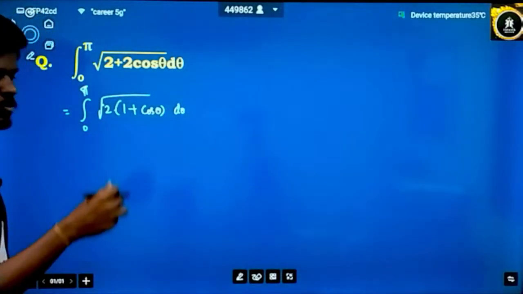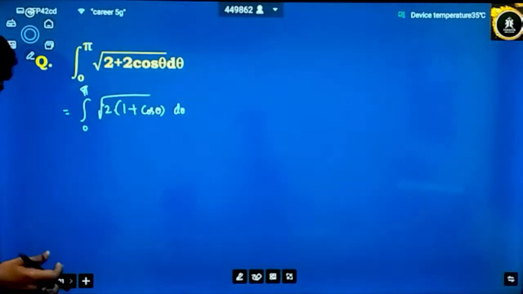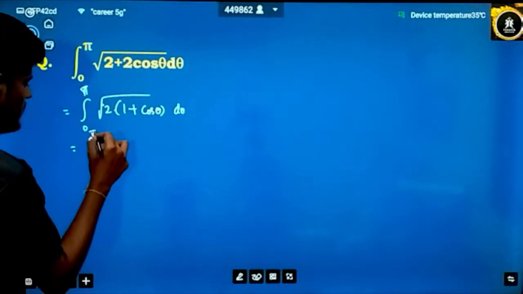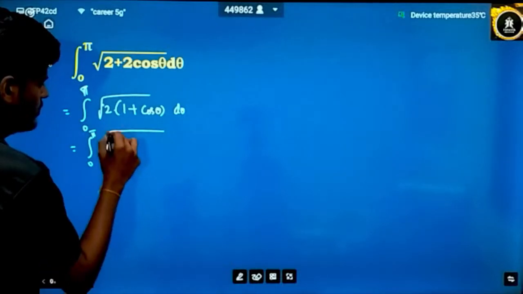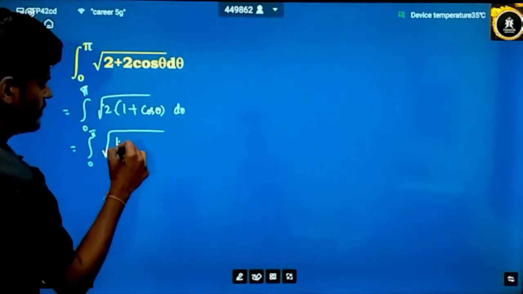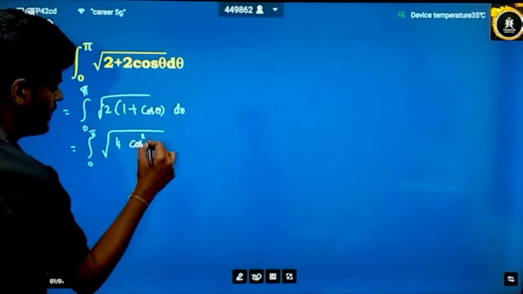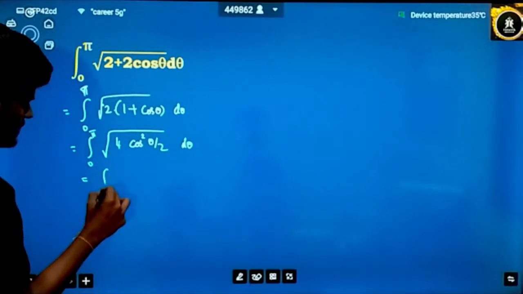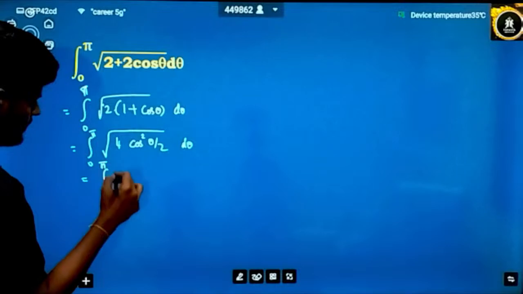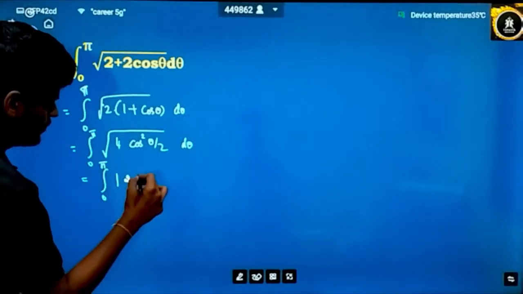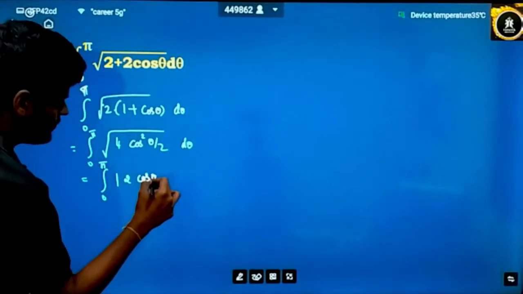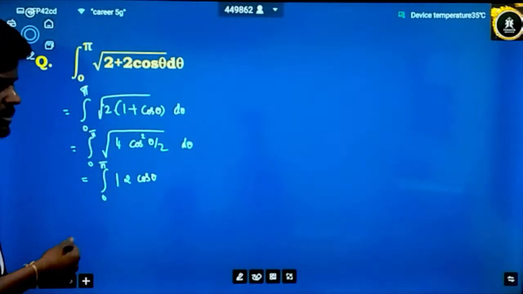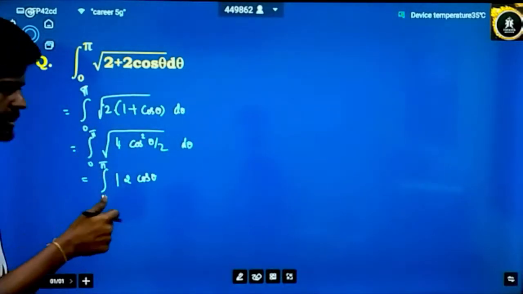d theta. And what is 1 plus cos theta? It is 2 cos square theta by 2. So we will get the integral between 0 to pi of square root of 2 into 2, which will become 4, 4 cos square theta by 2 d theta. Now what is the answer? This is the integral of 0 to pi of modulus of 2 cos theta by 2, since square root of a square is modulus. Square root of x square is mod x.